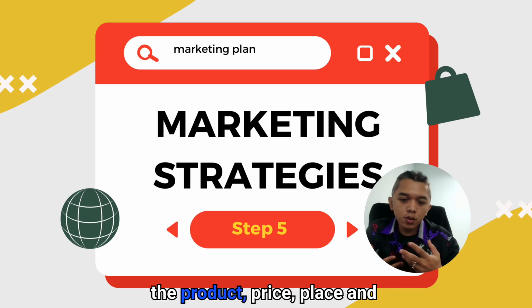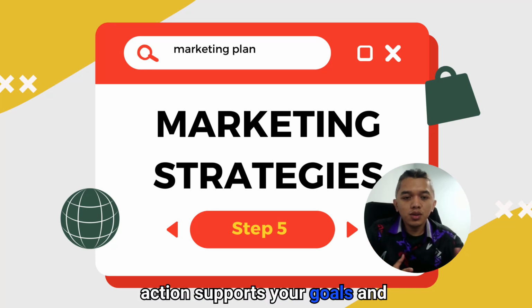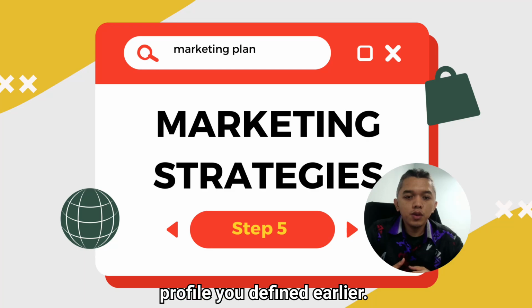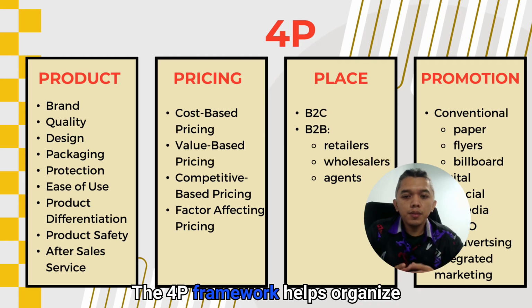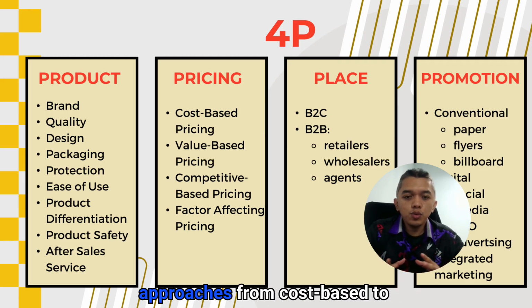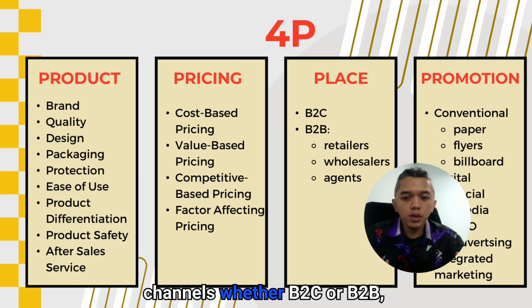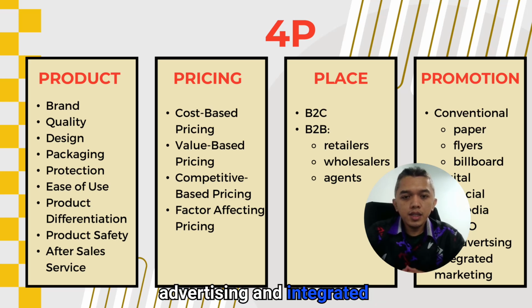Strategy ties together the product, price, place, and promotion choices, so every action supports your goals and connects with the customer profile you defined earlier. The 4P framework helps organize strategic choices: product features and quality, pricing approaches from cost-based to value-based, place or distribution channels, whether B2C or B2B, and promotion methods ranging from traditional print to digital advertising and integrated campaigns.